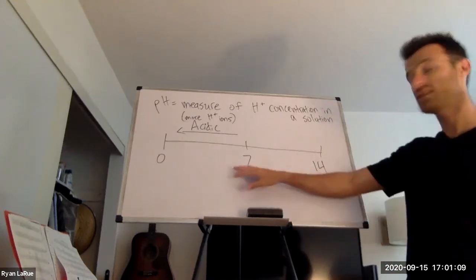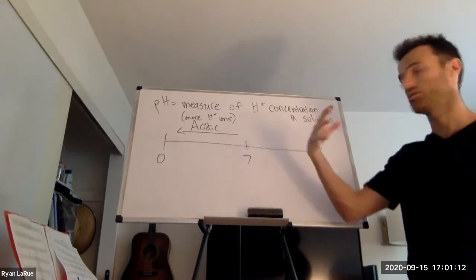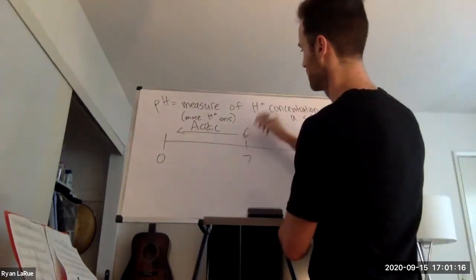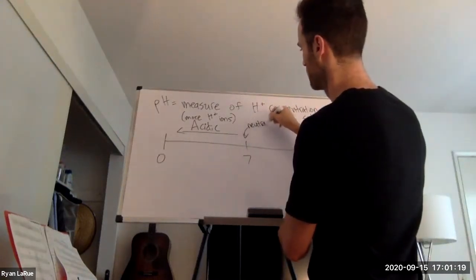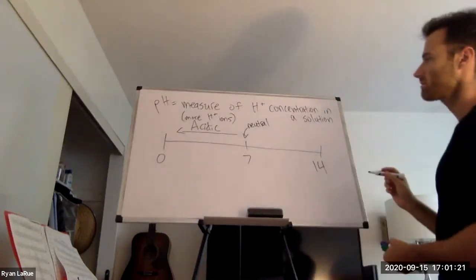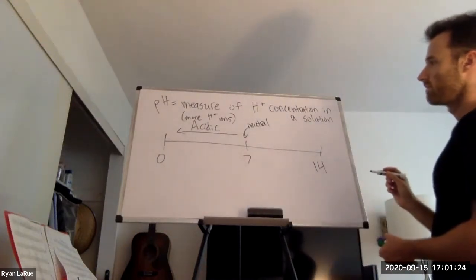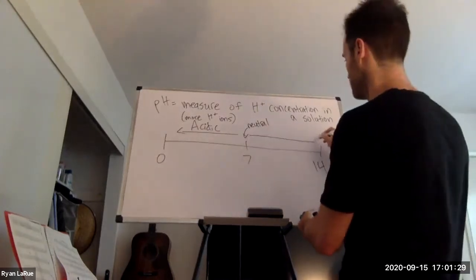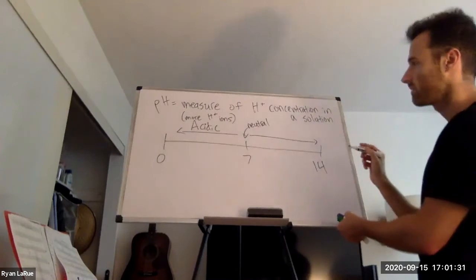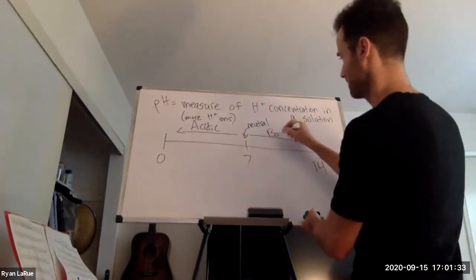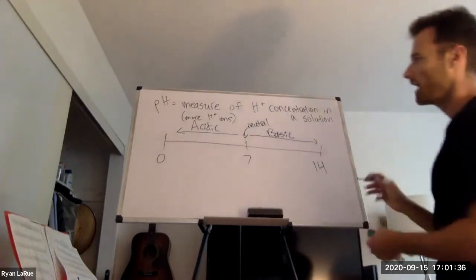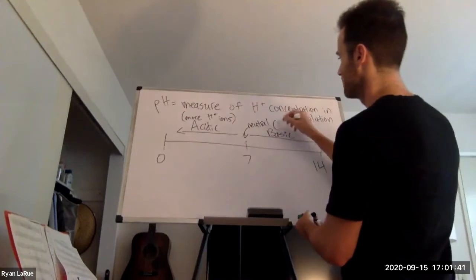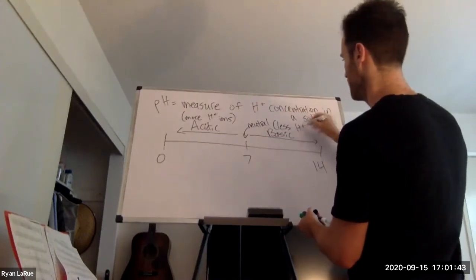Importantly, pH 7 we consider neutral. So this is neutral pH. And then as we increase pH, we become more basic. And a basic solution has less hydrogen ions.